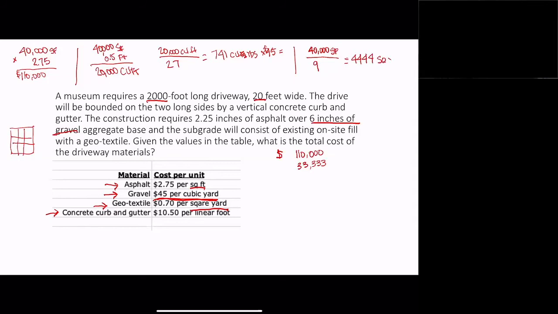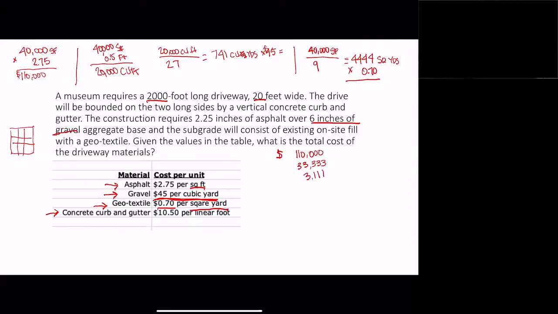That's 4444 square yards. All right. And then now we know that it's 70 cents per square yard. So we'll multiply that number by 70 cents. And we wind up with $3,111.